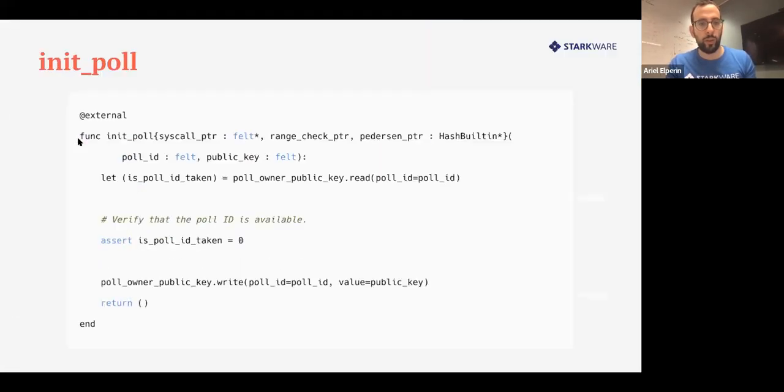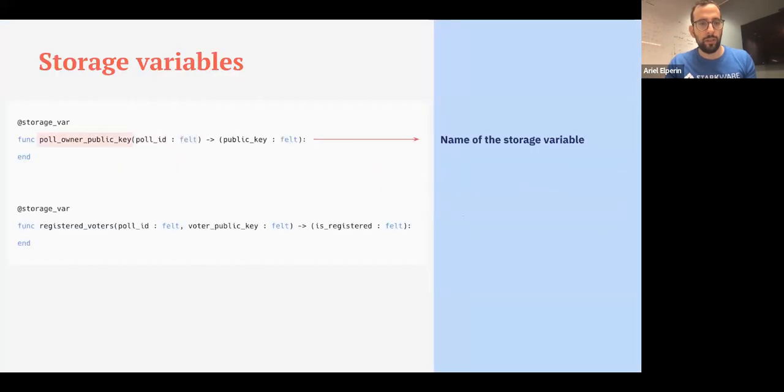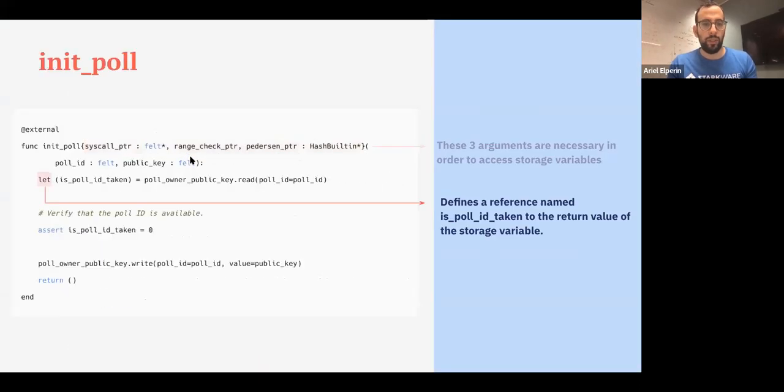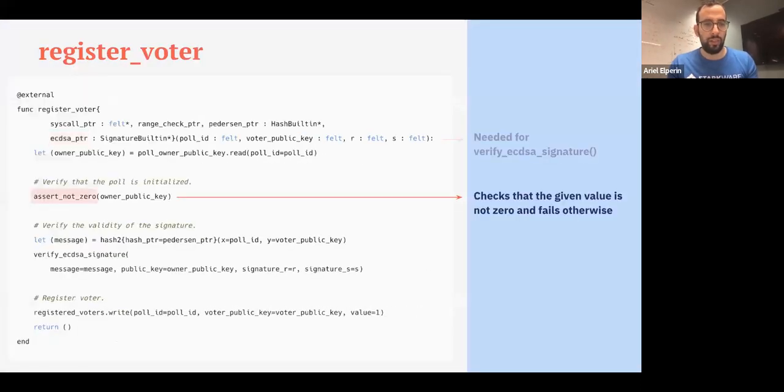So if I go way back, then you'll see that I declared three built-ins: the Peterson, the range check, and the ECDSA. So this means that I have access to the ECDSA pointer. So that's why I'm allowed to have the ECDSA pointer here.